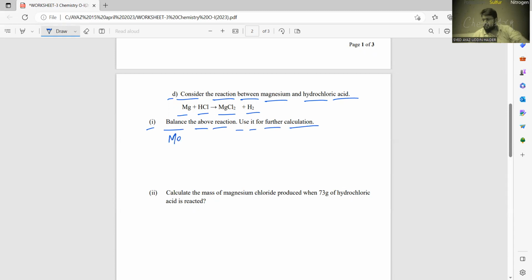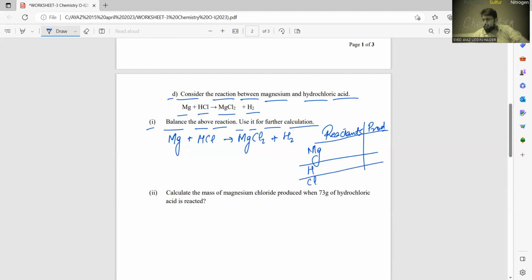So I'm writing the equation here. Mg plus HCl gives MgCl2 plus H2. For your convenience, draw or make a column on the right-hand side of the paper for reactants and products, and write the symbol for each element. We have magnesium here, we have hydrogen here, we have chlorine. Now count the number of atoms of each element on both sides of the equation. We have 1 atom of magnesium on both sides, so I write 1.